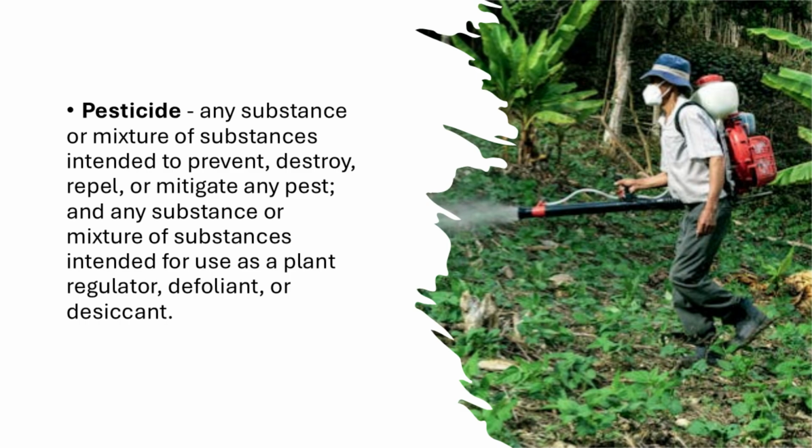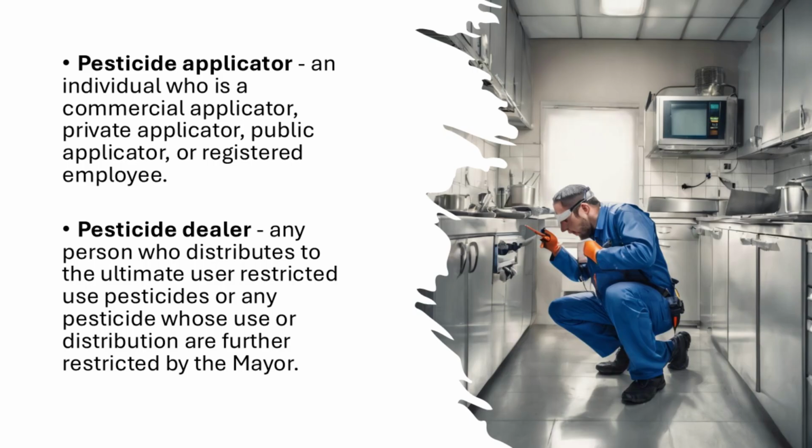Pesticide. Any substance or mixture of substances intended to prevent, destroy, repel, or mitigate any pest, and any substance or mixture of substances intended for use as a plant regulator, defoliant, or desiccant. Pesticide applicator. An individual who is a commercial applicator, private applicator, public applicator, or registered employee. Pesticide dealer. Any person who distributes to the ultimate user restricted use pesticides, or any pesticide whose use or distribution are further restricted by the mayor.